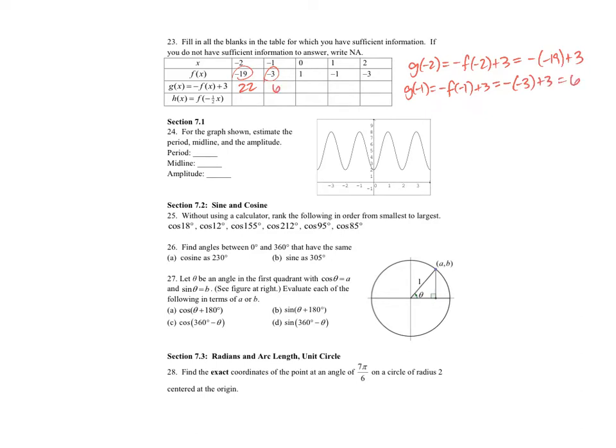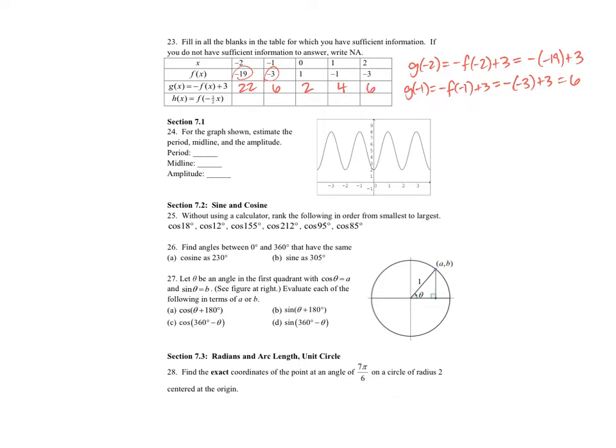Same thing. If I want to do negative of 1, that's negative 1 plus 3. Negative 1 plus 3 is positive 2. Negative of negative 1 is positive 1 plus 3 is 4. Negative of negative 3 is positive 3 plus 3 is 6.